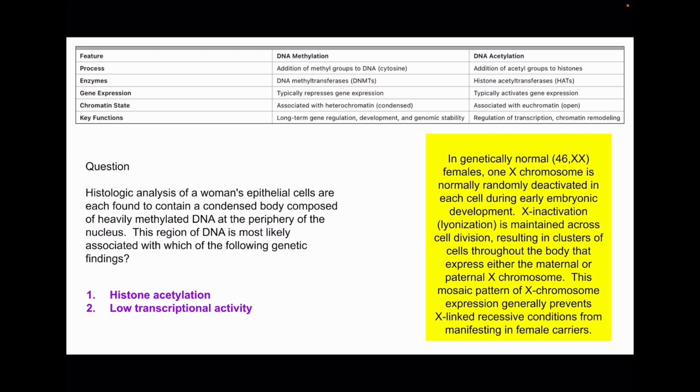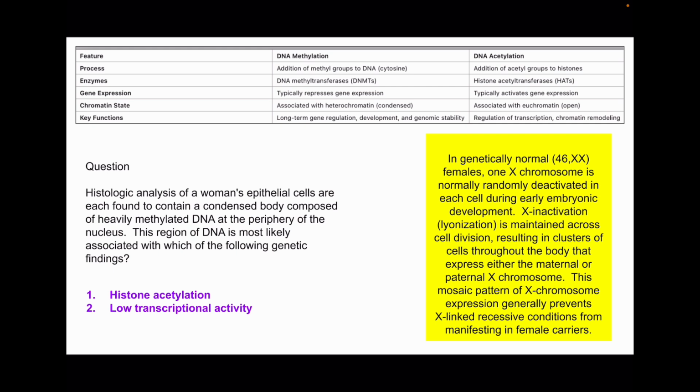So here we go. This is the question. If you've listened to the whole presentation, you will honestly be able to answer these questions without even thinking for a second. Histological analysis of a woman's epithelial cells are each found to contain a condensed body composed of heavily methylated DNA at the periphery of the nucleus. This region of DNA is most likely associated with which of the following genetic functions or findings? So what would be the answer? Is it histone acetylation or is it low transcriptional activity?